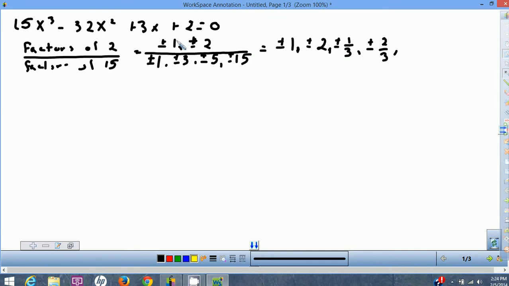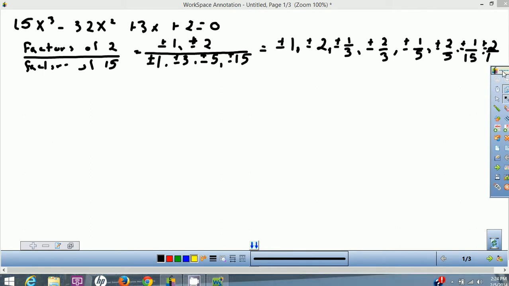I could do 1 over 5. I'm just coming through my list, putting every possible combination of numerator and denominator. So plus or minus 1 over 5, plus or minus 2 over 5, plus or minus 1 over 15, and finally plus or minus 2 over 15.